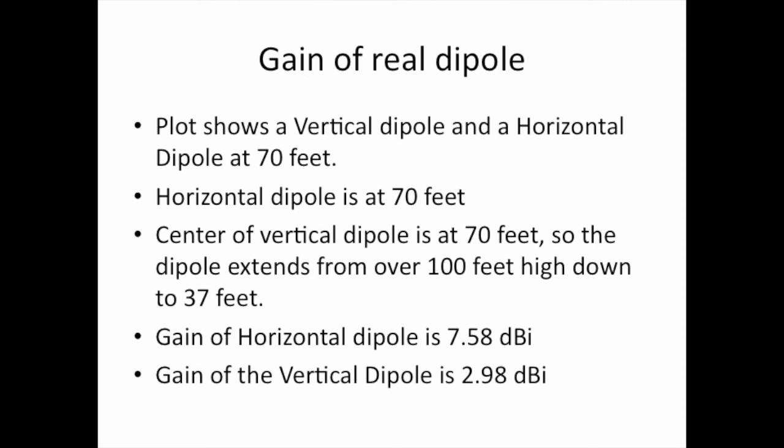Now I'm going to show you a plot of some antennas. The plot shows a vertical dipole and a horizontal dipole at 70 feet above ground. The horizontal dipole is uniformly 70 feet above the ground. The center of the vertical dipole is at 70 feet, so the dipole extends from over 100 feet high down to 37 feet. The gain of the horizontal dipole is 7.58 dBi. The gain of the vertical dipole, however, is 2.98 dBi.